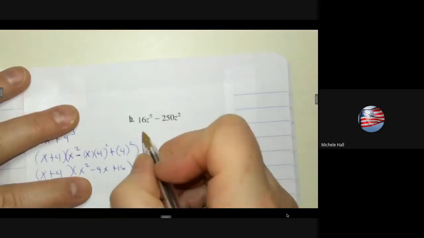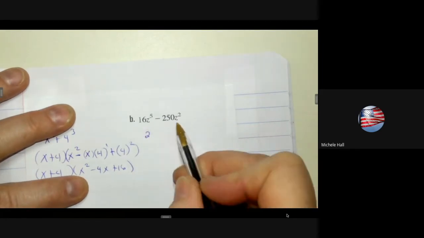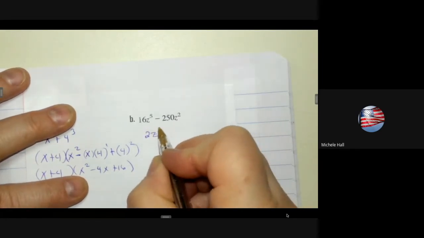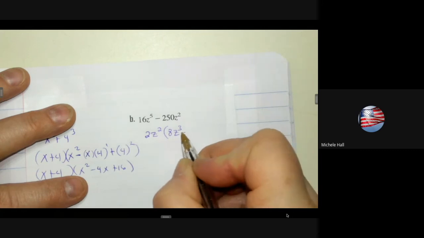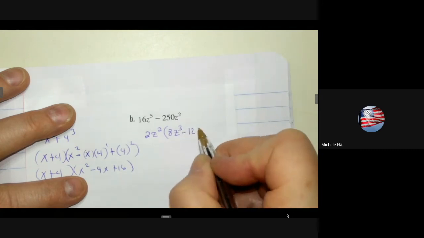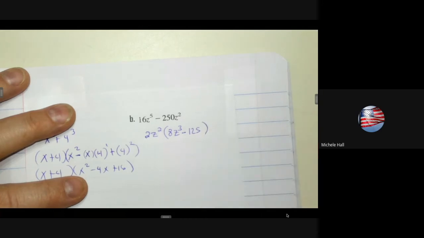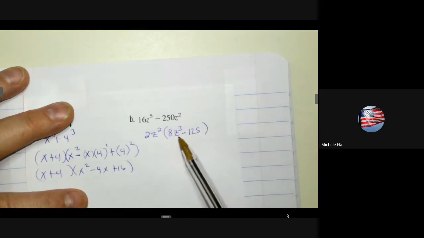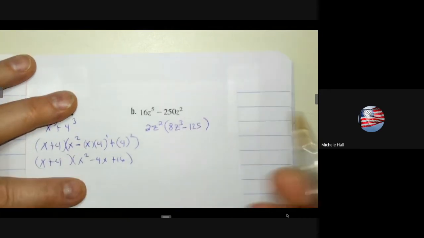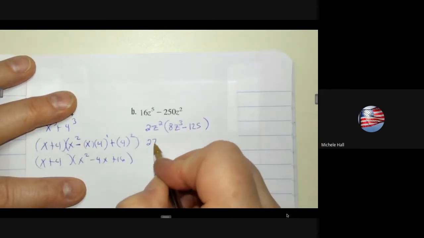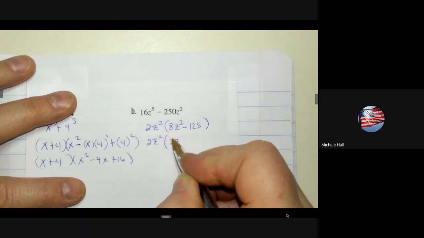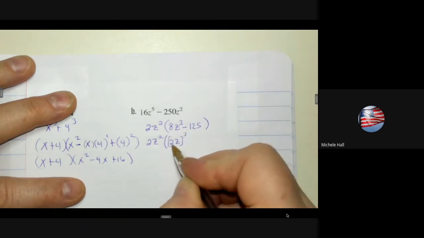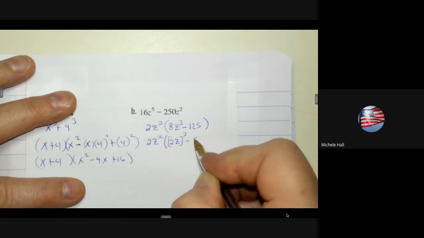So I am dividing 2 from both 16 and 250, so that's 2. And I see that I have z squared that I can also factor out. So that leaves 8z cubed minus 125, and that's it. Now I'm going to change these into cubes. Here's a cube. So if I'm going to factor, these are going to need to be cubes as well. We have 2z cubed, 2 times 2 times 2, minus 5 cubed.